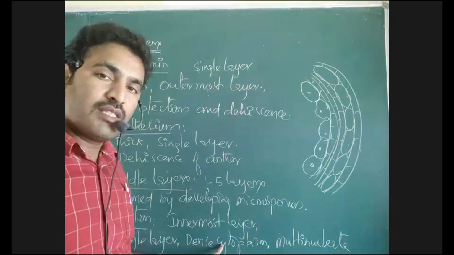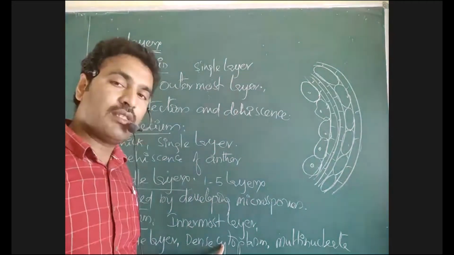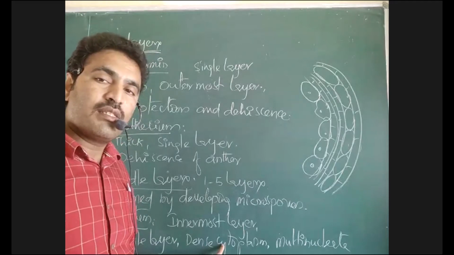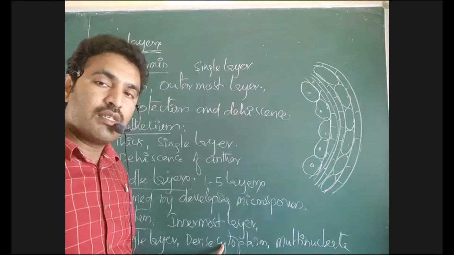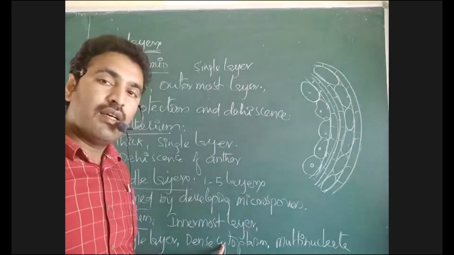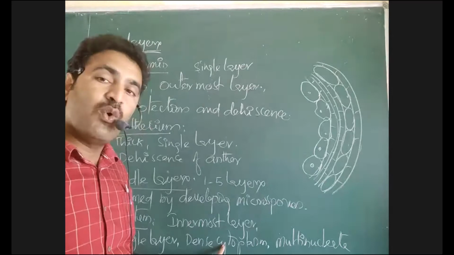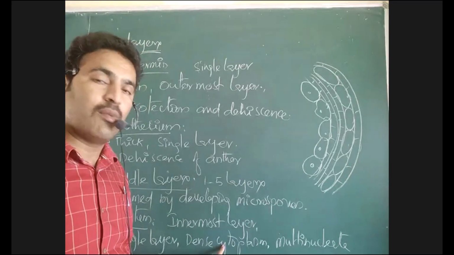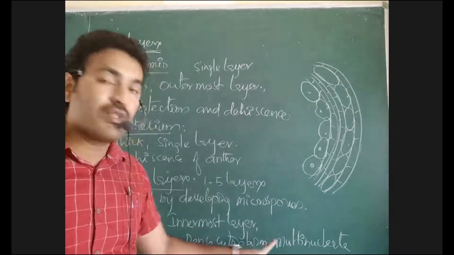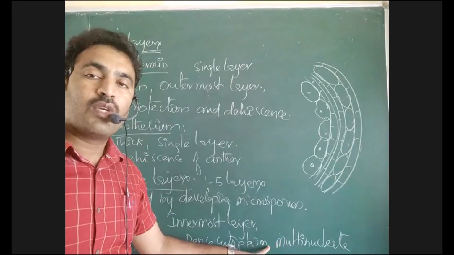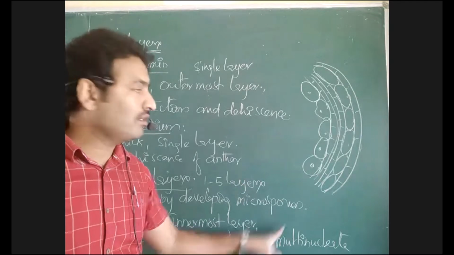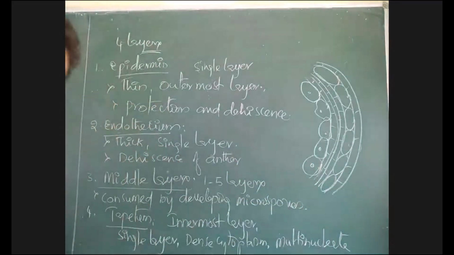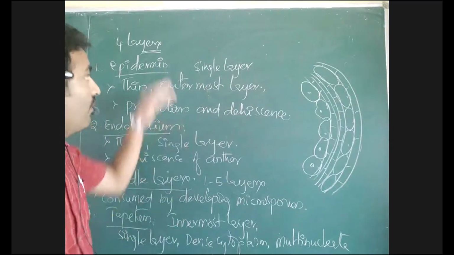Dense cytoplasm is present. What is dense cytoplasm? Cytoplasm means inside the plasma membrane; the number of organelles is more, and the cytoplasm has more chemical substances. Thick cytoplasm, that is dense cytoplasm, with multinucleate condition. Okay, more than one nucleus, that means two or more nuclei are present. That is tapetum. The tapetum function is nourishment. I will tell you again. I will write from there.